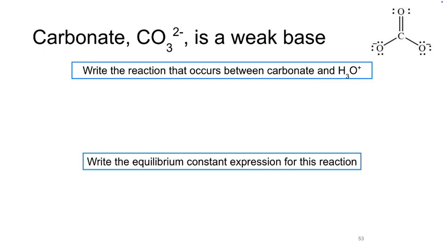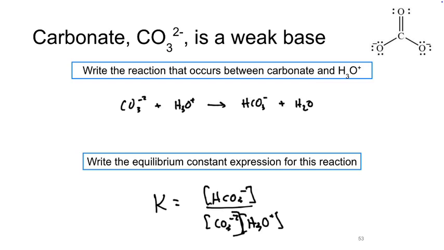Here we've got carbonate, a weak base. Write the reaction that occurs between carbonate and acetic acid. Write the equilibrium constant expression for this reaction. This should be fast. I think this question was intending to ask something else, but we'll see where it goes.